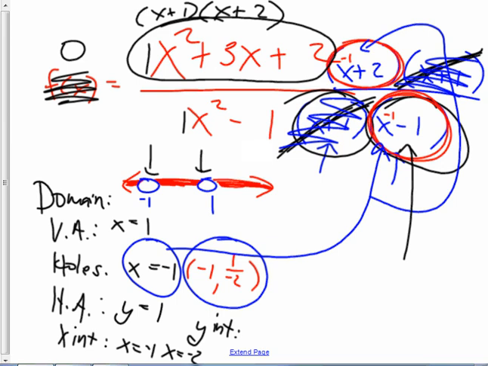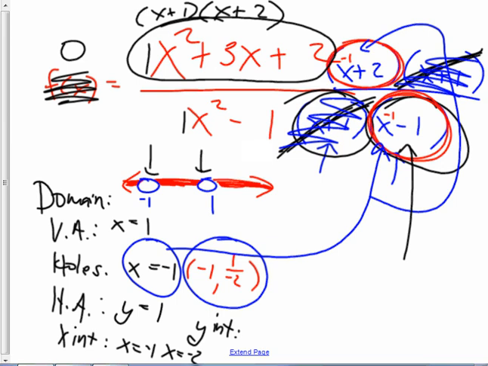Yes? It doesn't cross at negative 1. It can be negative 1. Exactly. All right. So where it would touch would be at negative 1, but it doesn't actually touch there because there's a hole there.